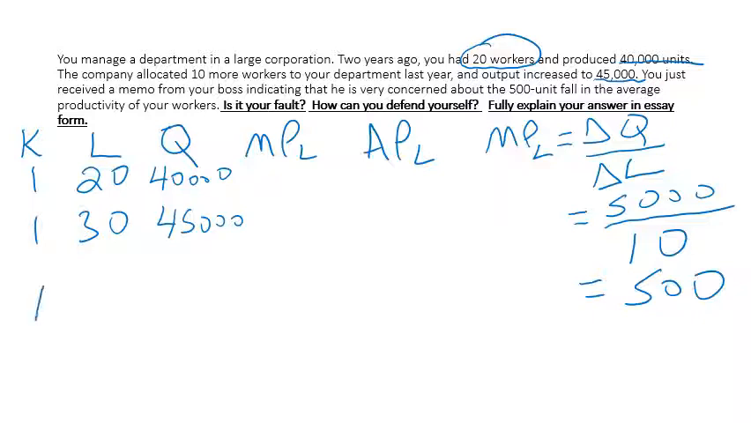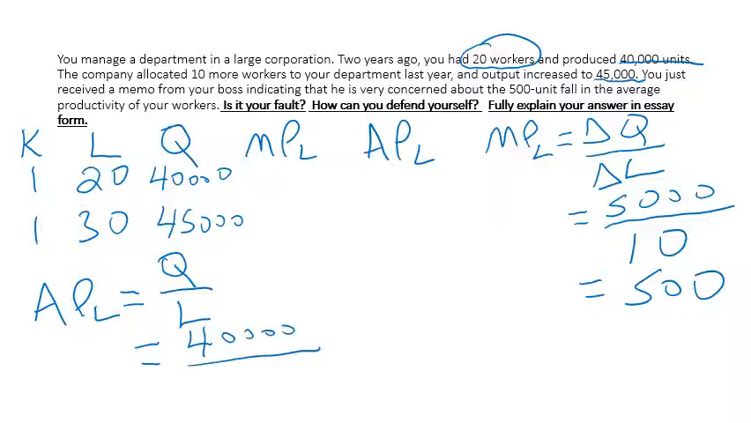Now, APL, average product of labor, is equal to quantity produced divided by the number of workers. All right, so let's see. Initially, how many units were produced? 40,000 units. And how many workers were there? 20. All right, so what was the initial APL? It was 2,000.